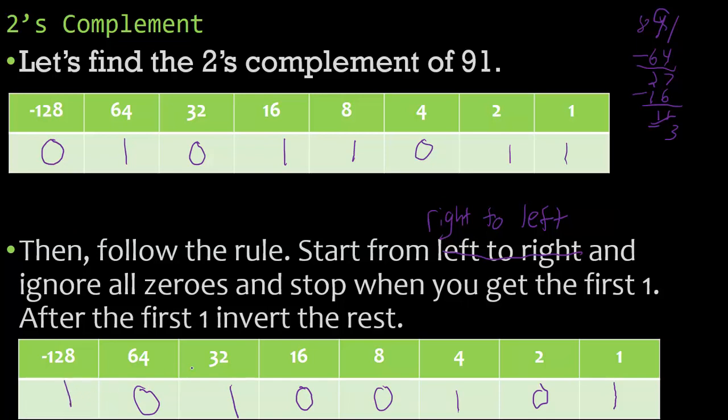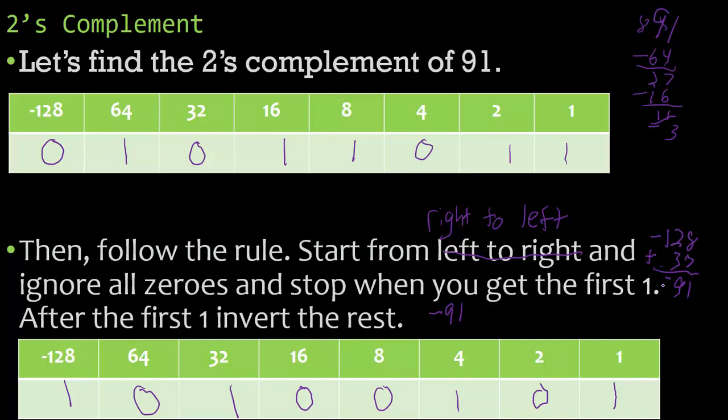If I add negative 128 plus 32 plus 4 plus 1, it'll come out to negative 91, because this is the 2's complement. It'll come out to negative 91. 32 plus 4 is 36. 37, negative 128. Adding 37, we're going to wind up with negative 91.